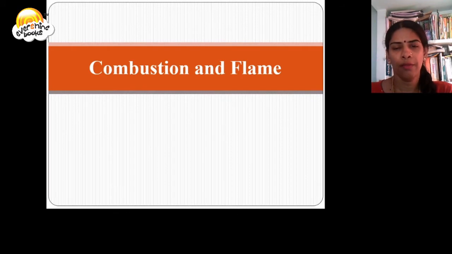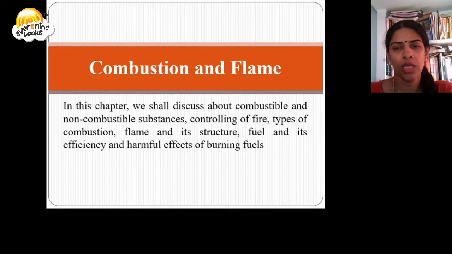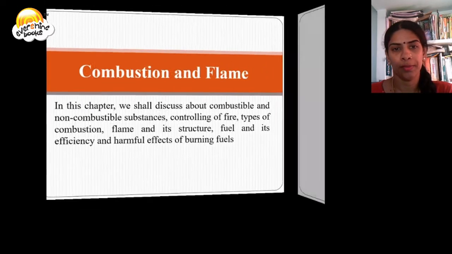Combustion and flame. In this chapter, we shall discuss combustible and non-combustible substances, controlling of fire, different types of combustion, flame and its structure, fuel and its efficiency, and the harmful effects of burning fuels.